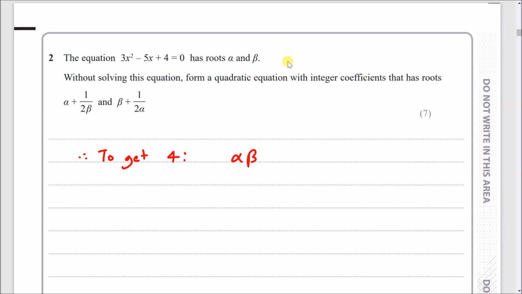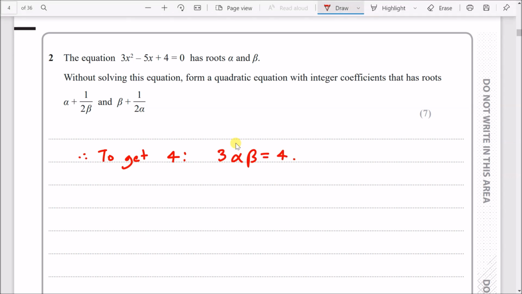However, when you have a quadratic equation where the coefficient of x squared is not 1, so in this case it's 3, you have to multiply one of these two values by 3. So it'll be 3 times alpha beta, and this is supposed to equal 4. So that's one equation. Now the second one we also need to find is usually the middle part, the beta.